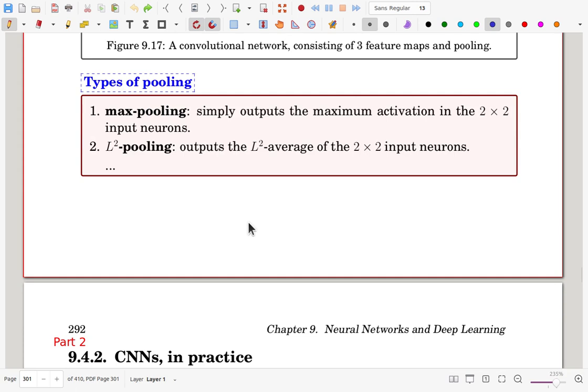Okay, those are the 3 basic ideas for CNN, and in the second part, we'll try to design the CNN, so we'll consider the reality of CNN.